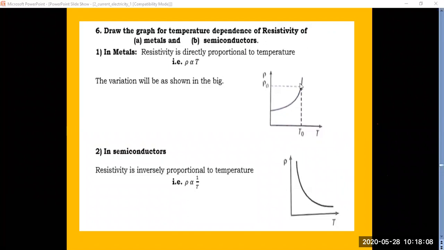What is this line, if you're confused? This is at rho naught and T, two points at initial temperature, that is at the point 0. So in metals, the curve should go up. In semiconductors, the curve should come down. In metals, it is directly proportional. In semiconductors, resistivity and temperature are inversely proportional. So these were the few short questions which were left out for you apart from the question papers.